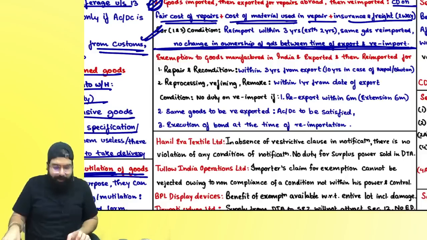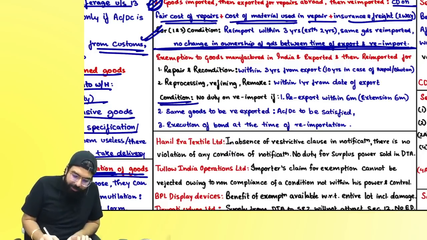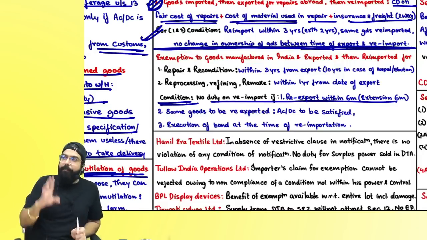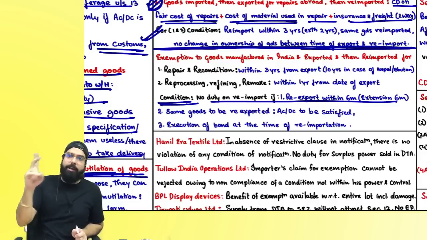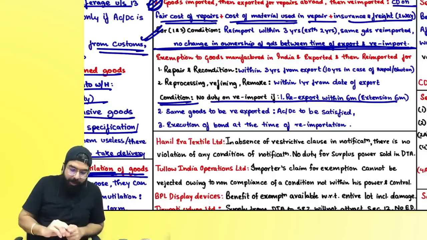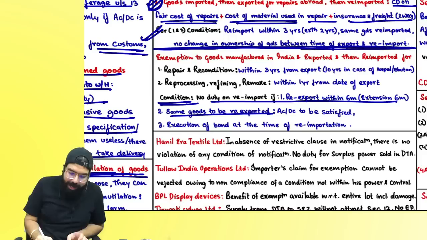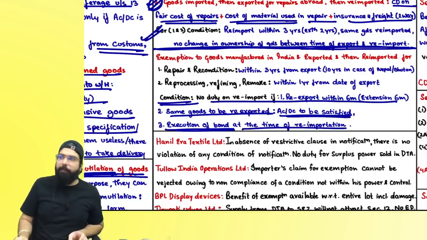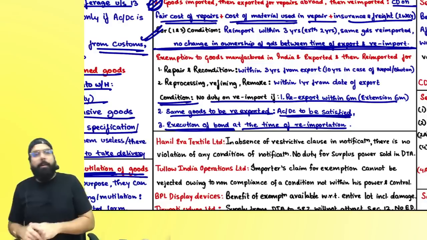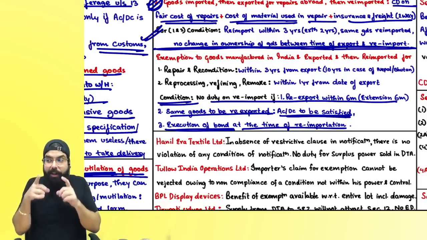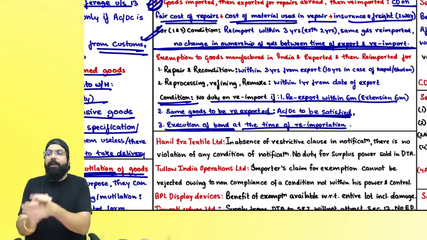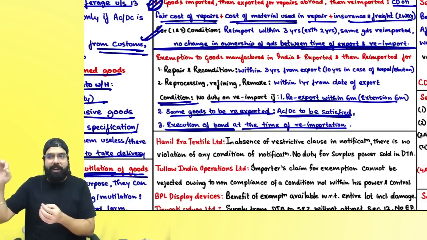But the whole condition over here is that if the machine has come back, re-imported, you should re-export it within how much time? You should export it back within 6 months, plus an extension of 6 months can be given. Sir, the same goods which you had imported, you have to re-export, and the AC/DC will satisfy himself about the execution of a bond at the time of re-importation. Meaning when you re-import, you have to give a bond: sir, I swear I will re-export within 6 months plus the extended time limit.